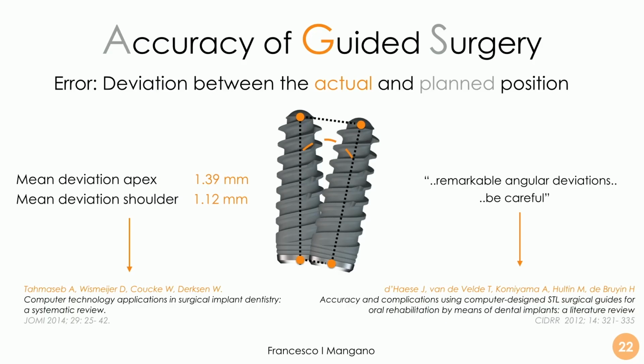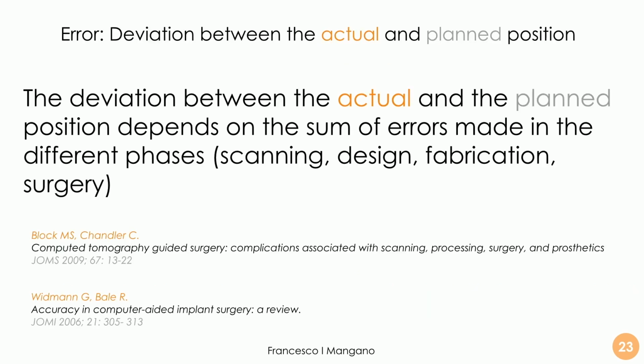And we know that we have a problem in accuracy with guided surgery from a lot of different systematic and literature reviews. We can have deviation with the conventional guides that can be more than 1 millimeter, so 1.39 millimeter according to this work of Professor Tahmaseb, as a deviation at the apex, and 1.12 deviation at the shoulder, so quite important linear deviation and also important angular deviation between the planned position in the software and the actual position of the implant. So if there are deviations, there are errors during the workflow.